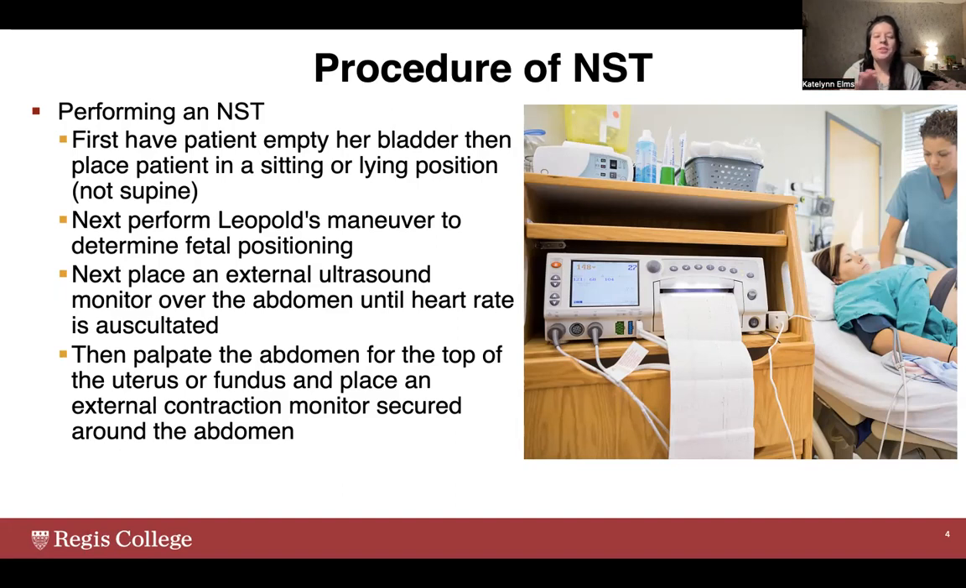Then you will feel the abdomen, feel for the top of the uterus, which will be determined based on how far along the woman is. If she's earlier, it's going to be closer to the belly button. And if she is further along, like 35 weeks, 40 weeks even, it'll be further up. It does get easier to feel the further along they are. Also, if the patient is contracting, it is very easy to find the top of the uterus.